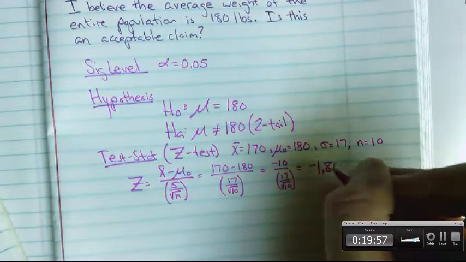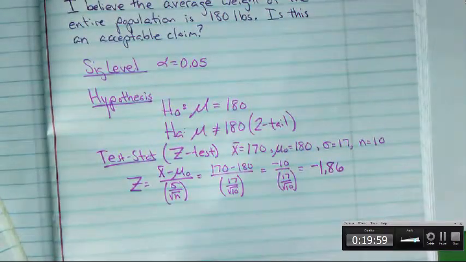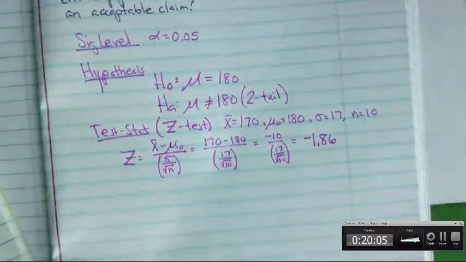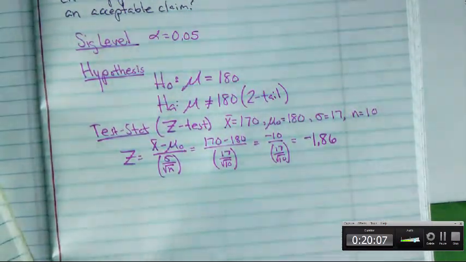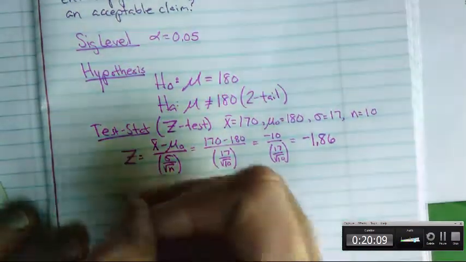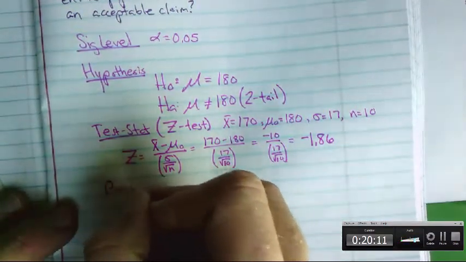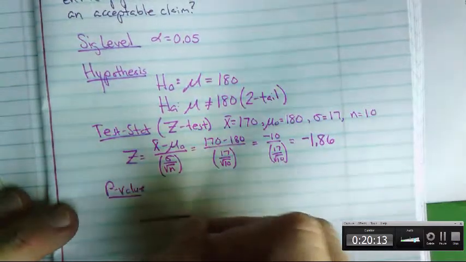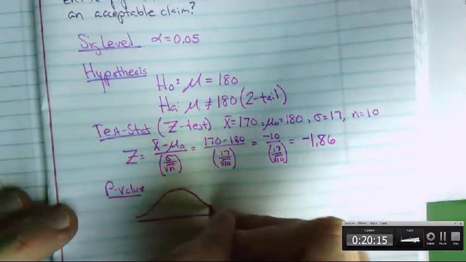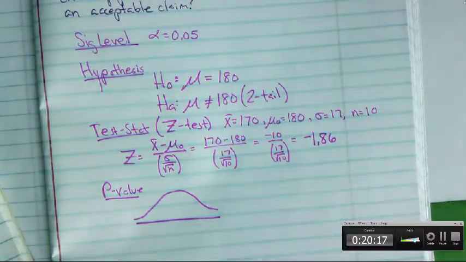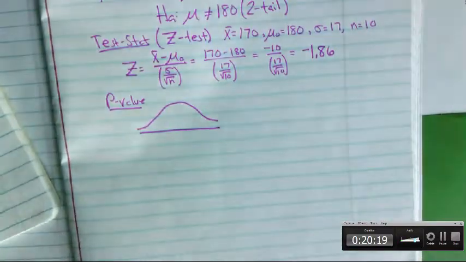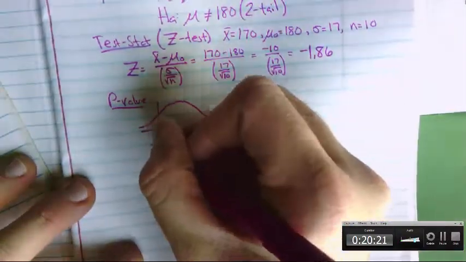Negative 1.86. All right, so we come up with our test statistic. The next step is we come up with our p-value. So we're going to draw this picture. Negative 1.86, is that below or above? That's below.